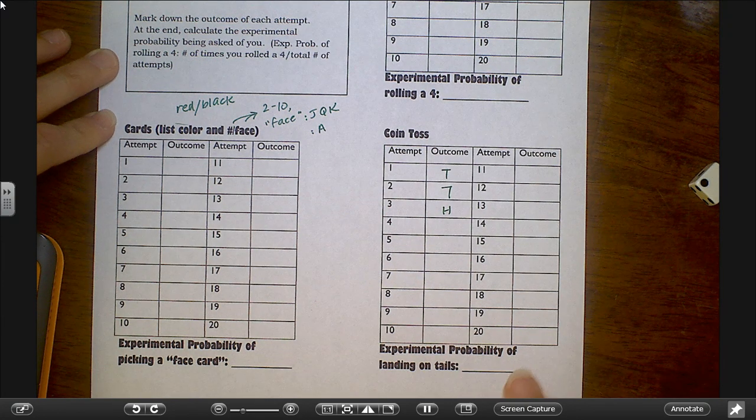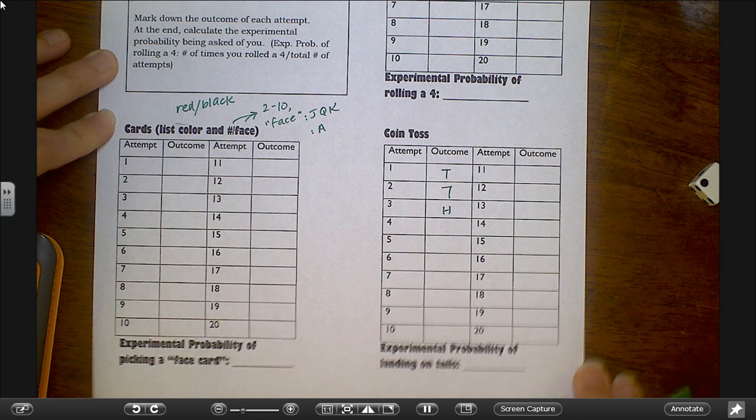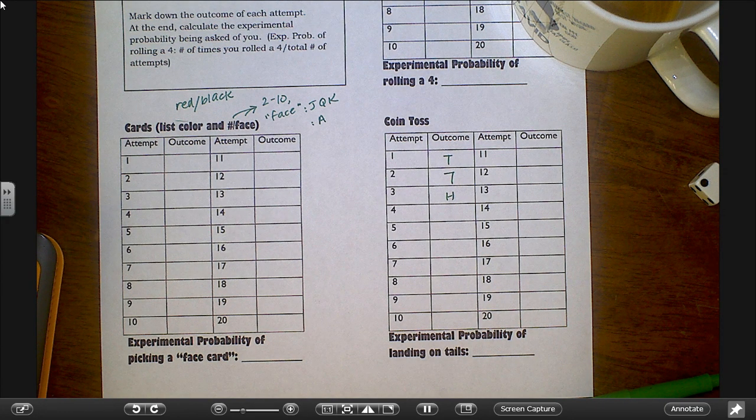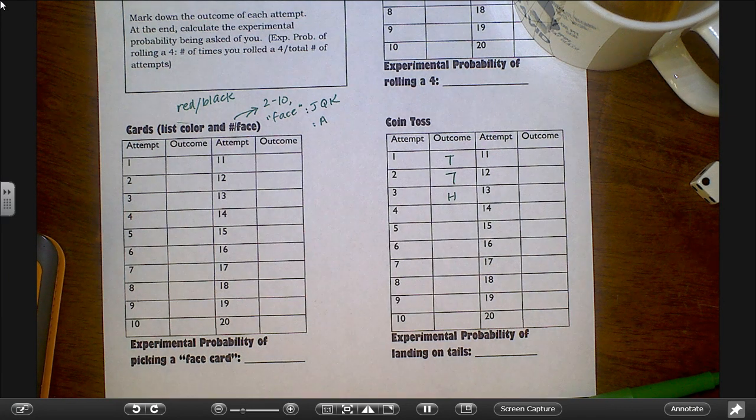And so when you pick a card, all right, talk amongst yourself for a second. I'm going to go grab a card because I know I have a deck of cards pretty close to where I'm sitting. So I will be right back and we'll become card sharks.